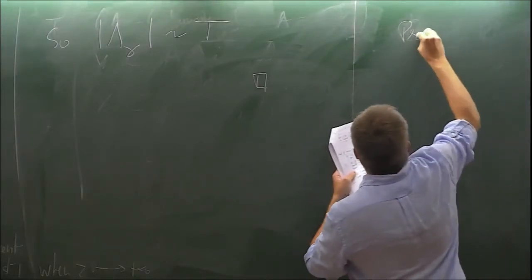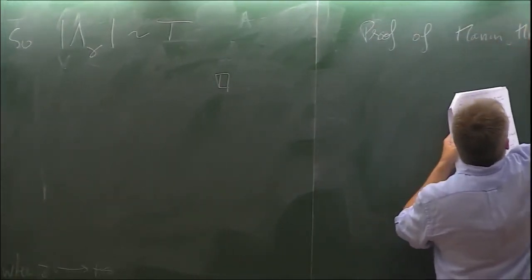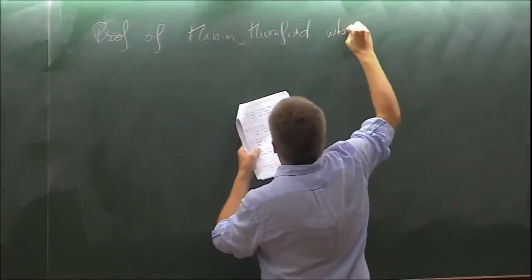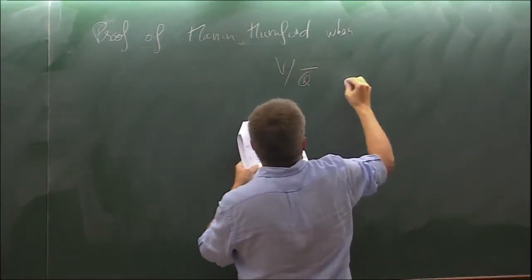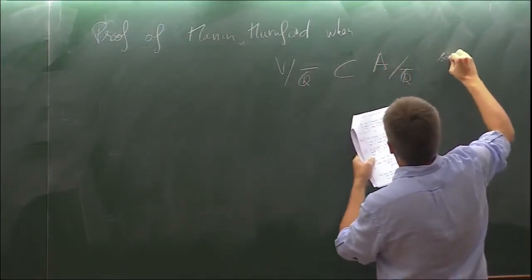Maybe I will take 2 more minutes to give you the proof of Mahan-Mumford, using this, so that you see how you apply the second time O-minimality. So, proof of Mahan-Mumford, in the case where, well, I will assume that V over Q bar, A over Q bar is simple.